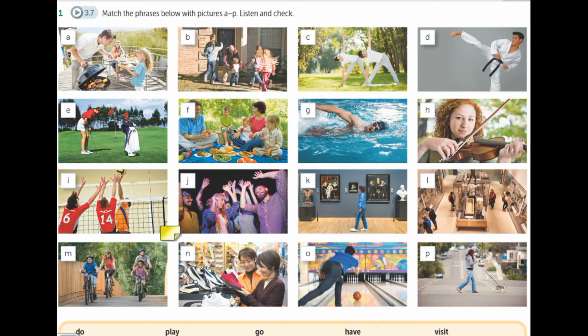And the verb have we use to talk about many things like possession, but also when we talk about meals, you have dinner, you have breakfast, right? The last verb here is the verb visit. So what places do you visit together with the family or with your friends or by yourself, right? So these are the verbs to complete the sentences here so that you can associate with the pictures, right?